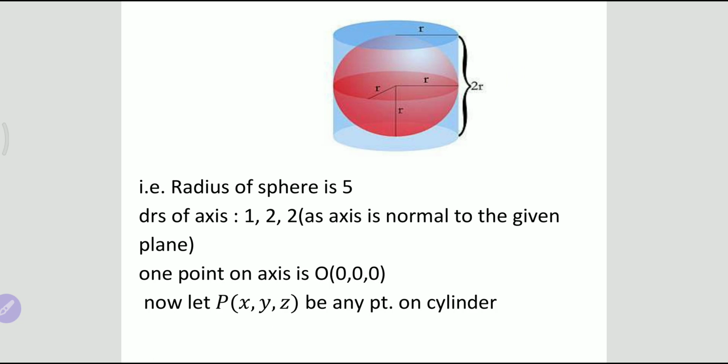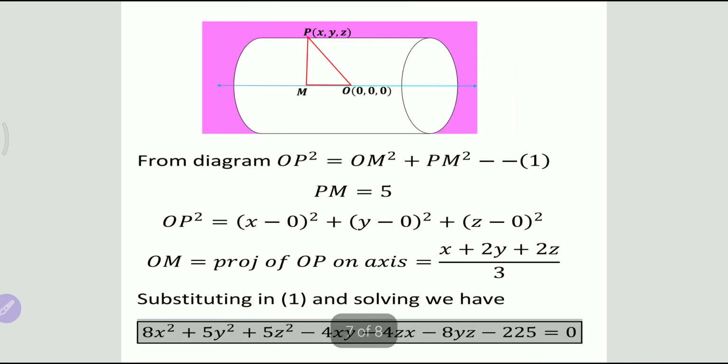So let P(x, y, z) be any point on the cylinder. It is as usual like the previous problem. Make a right angle triangle PMO, and here again OP square is equal to OM square plus PM square. Now I know O as (0, 0, 0), P as (x, y, z). I know PM is 5. Now OP square you can easily find out with the help of the distance formula.